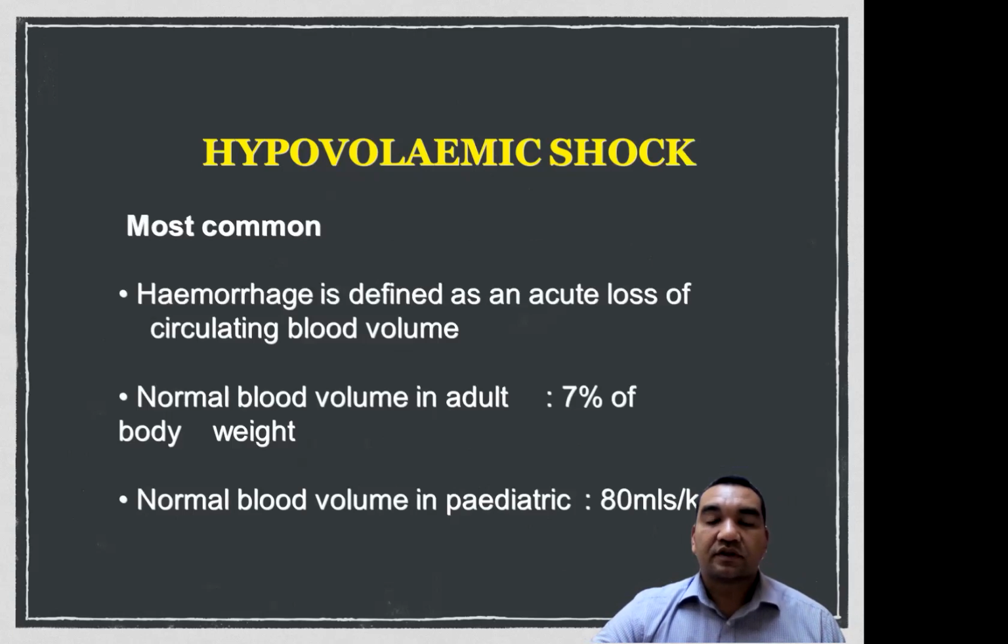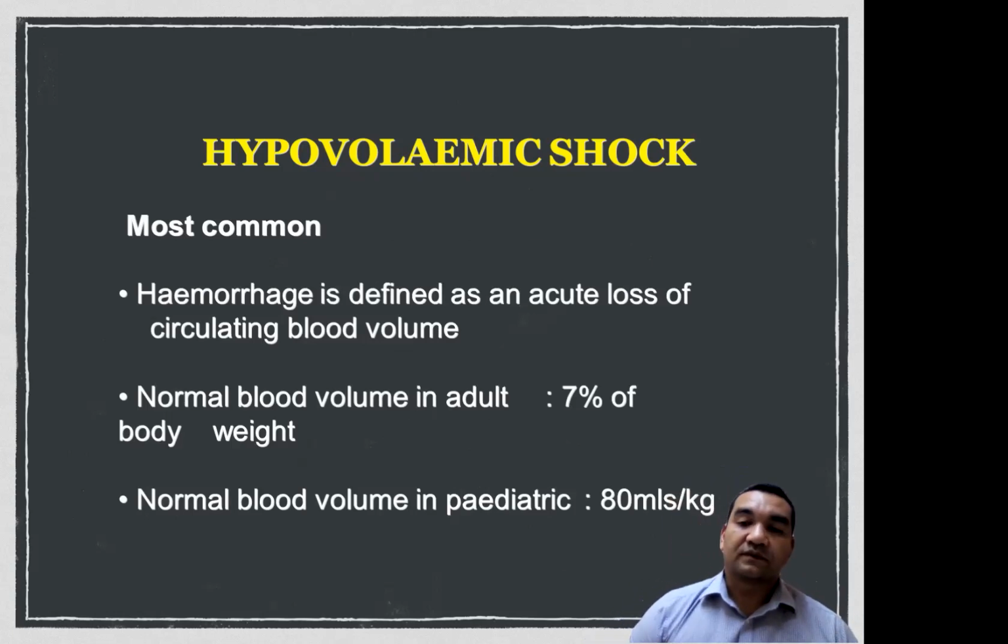Hypovolemic shock is regarding hemorrhage, which is defined as an acute loss of circulating blood volume. As we know, the blood volume of an adult is roughly around 7% of the body weight. So if you are 100 kilograms, you will have around 7 liters of blood. And for a pediatric patient, especially with a body weight of less than 40 kilograms, you have roughly 80 mils per kilo of blood.